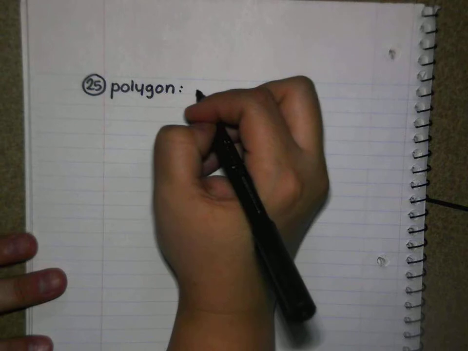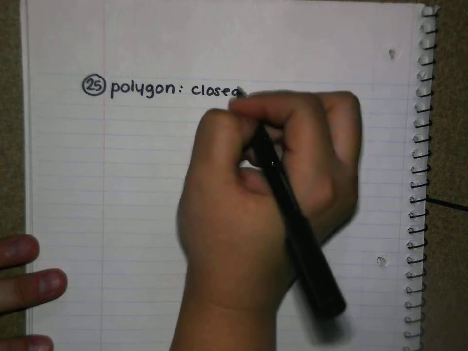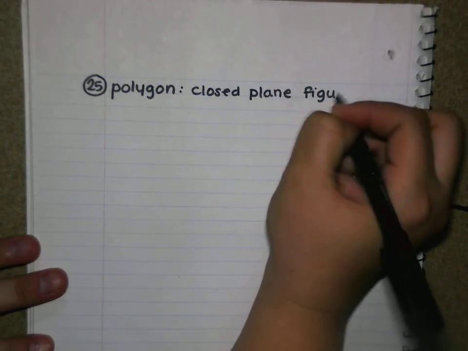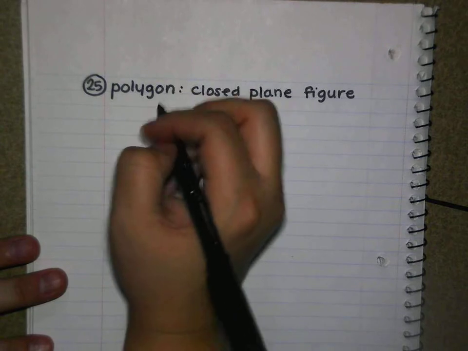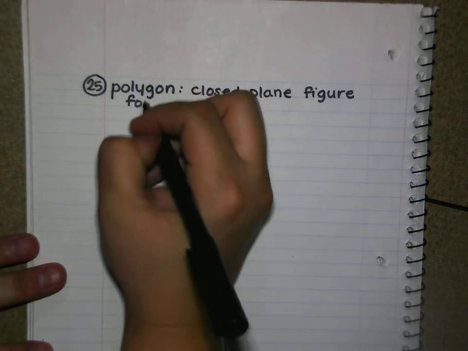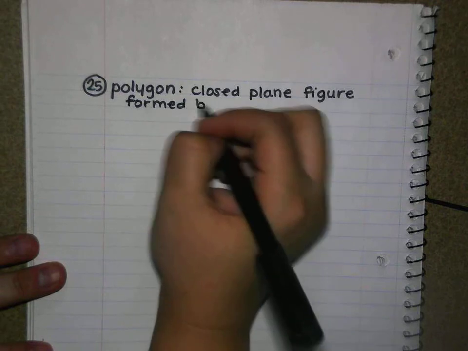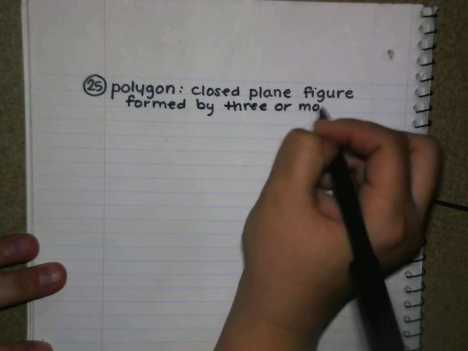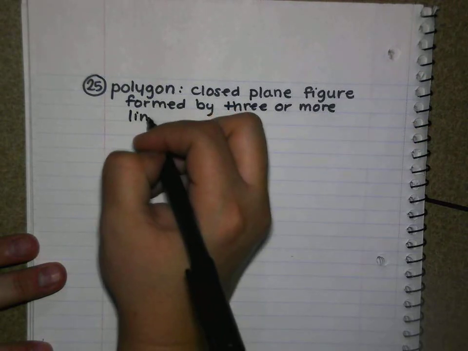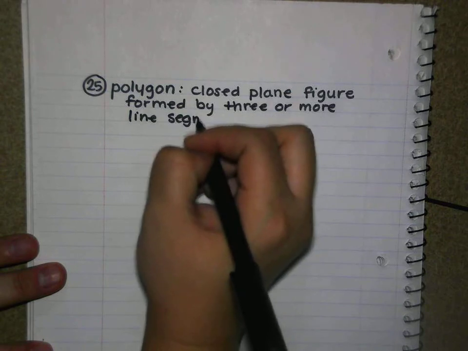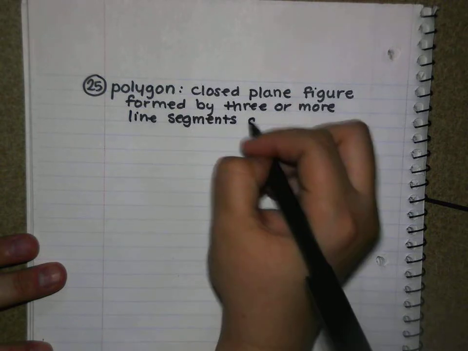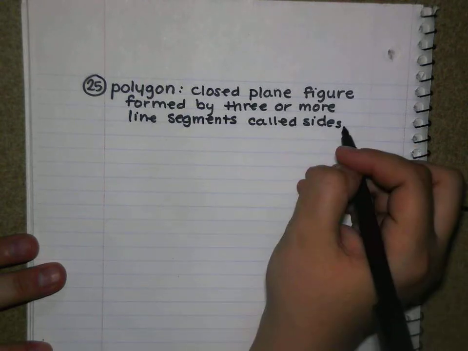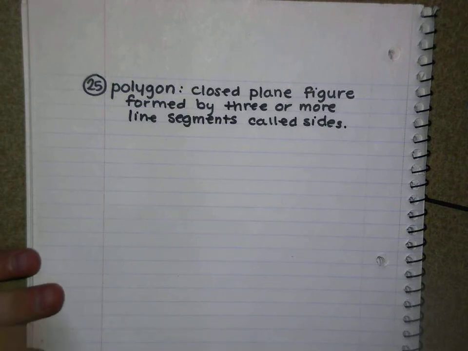A polygon is a closed plane figure. Closed meaning that it does not have any open sections in the lines. Formed by three or more line segments called sides. Okay? So those are going to be like your triangles, hexagons, pentagons, whatever.